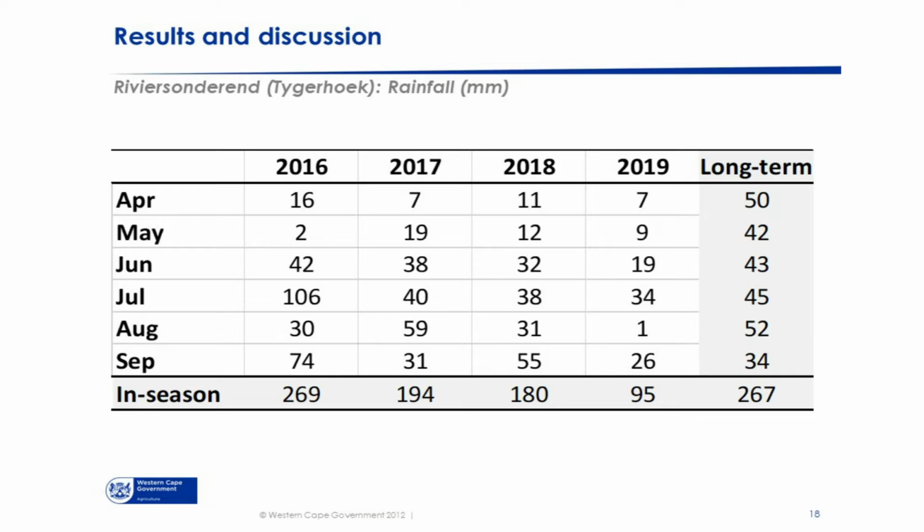We are in an unfortunate position that we didn't really have good years. 2016 here at Tygerhoek was okay. 2017, 18 and 19, the rain was less than the long-term average of Riviersonderend. And what is also important is if you look at the long-term April-May rain, we are in an area or in a zone where the rainfall is much less than we are used to in this area.